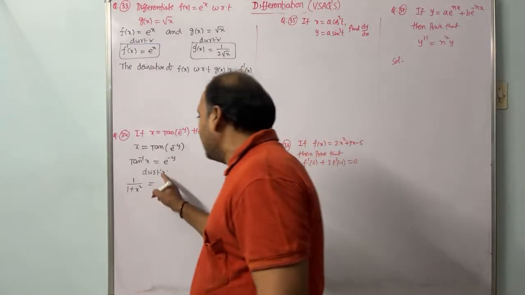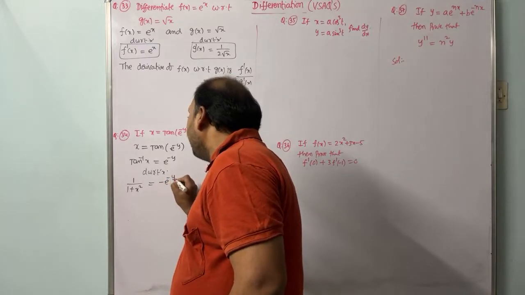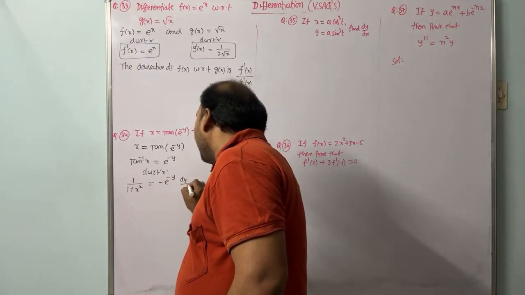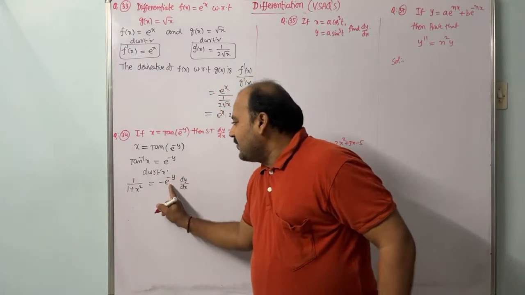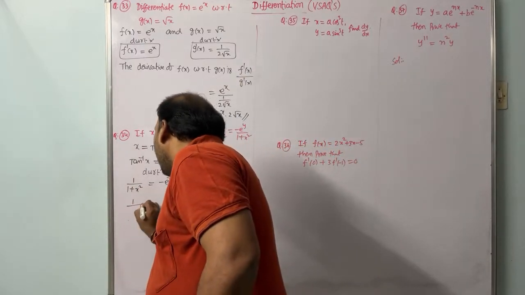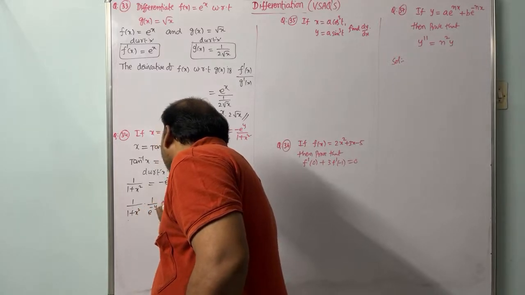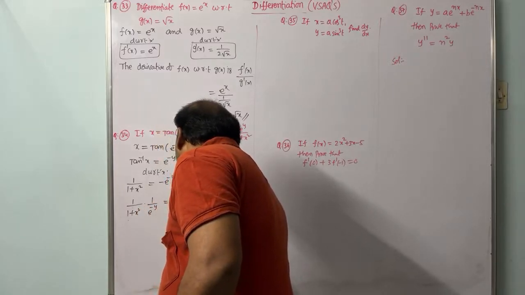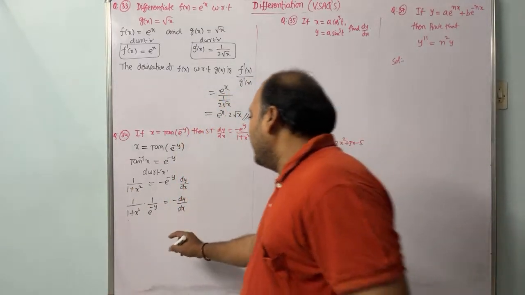Minus e power minus y. dy by dx of e power minus y is minus e power minus y. Again this y we have to differentiate, dy by dx of y. But I want only dy by dx. So this e power minus y, bring that side. So 1 by 1 plus x square into 1 by e power minus y is equal to minus dy by dx. Both sides multiplying by minus, here minus is going to eliminate.